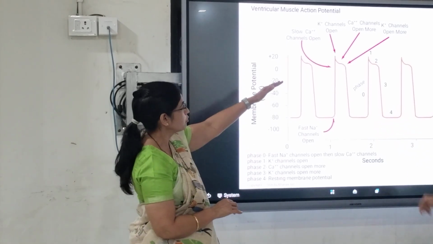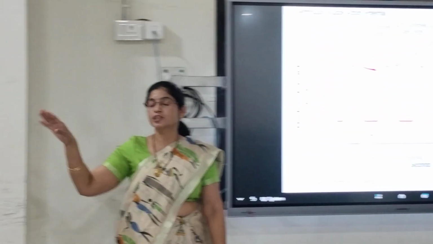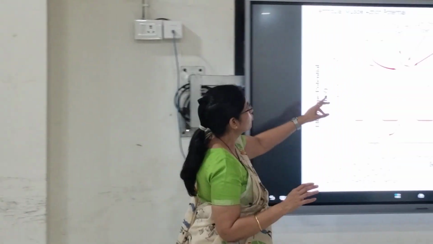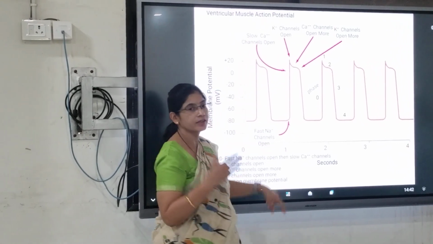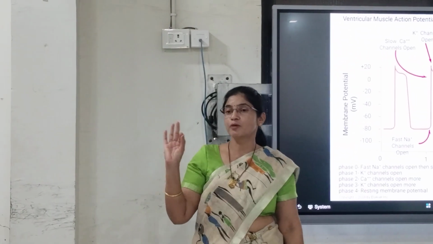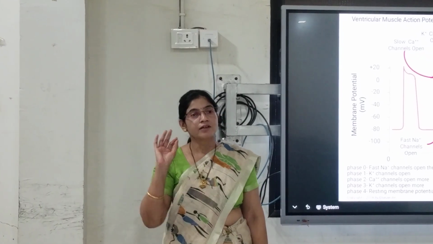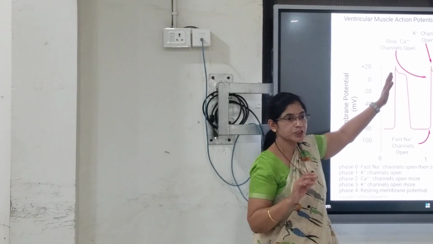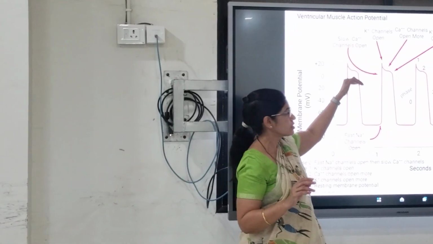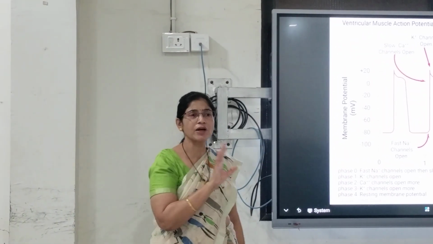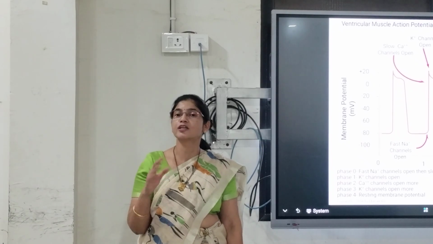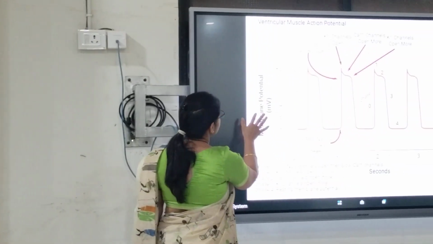So in this way you get the action potential in the ventricular muscles. Ventricles need more time to contract, so you get the plateau phase, and it is due to calcium. The repolarization is due to the efflux of potassium. So three ions are important: sodium for depolarization, calcium for maintenance, and the efflux of potassium for repolarization. The same action potential you will get in cardiac muscle and smooth muscle also.